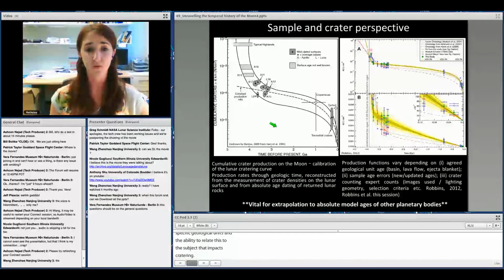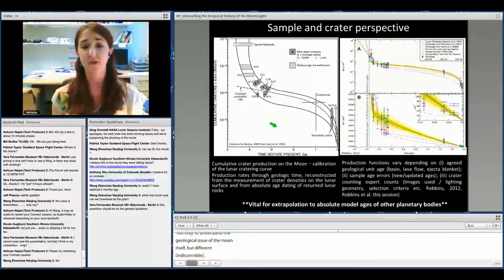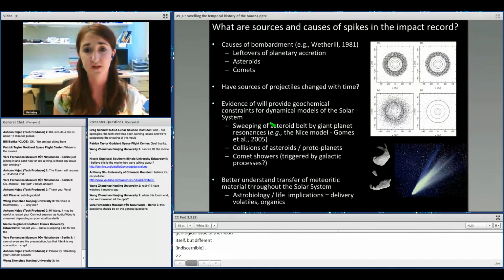So fundamentally, calibrating the lunar crater chronology is vital, because not only are we using it to understand the geological history of the moon itself and the types of processes that are occurring, such as different crater modification events, lava flow emplacement events, and the magmatic history of the moon and other planets. But we apply this cratering chronology to the rest of the solar system as well. So it's vital that we address many of the issues that I'm discussing today to try and get to the bottom of this and really pin this cratering chronology down in a bit more detail.